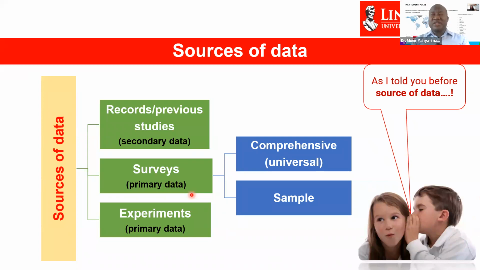I think we discussed population and sample in the last class. So that's what we are referring to here. Comprehensive means that you are surveying the entire population. But if you are only surveying a part, a subset, or a representative portion of that particular population, then in that case you're using a sample. In any case, your source of data can be records of previous study, surveys, or experiments.